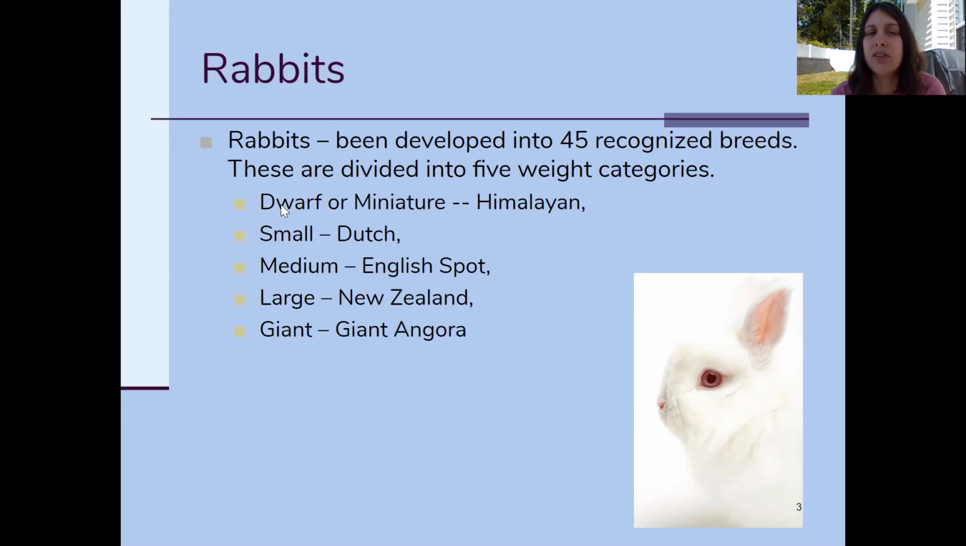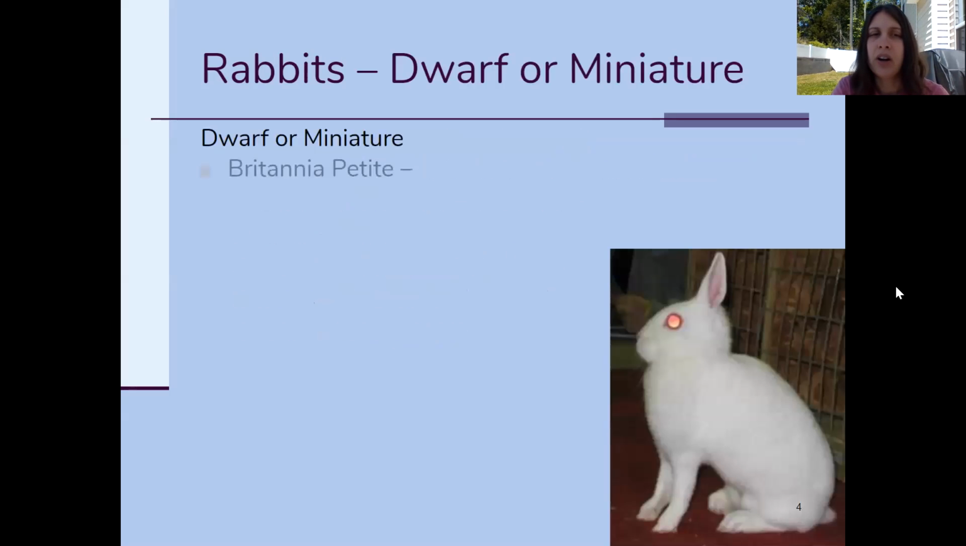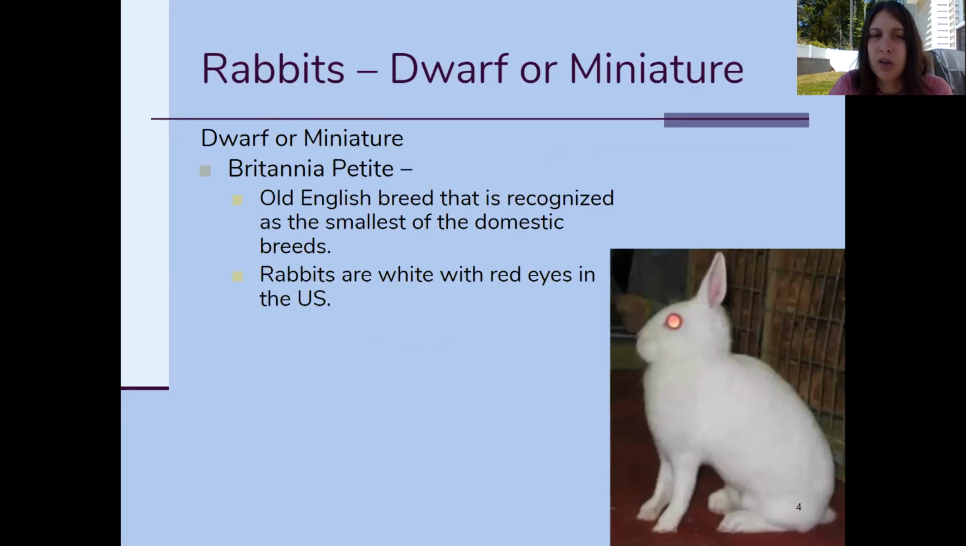So the 5 classes are, the first one is dwarf or miniature, being the smallest. Small, medium, large, giant. Honestly, pretty straightforward. And then these are some of the breeds that would fit into those groups: the Himalayan, the Dutch, the English spot, the New Zealand, the giant Angora. Most rabbits are going to be fitting somewhere in the small and medium groups. There's not a ton of the dwarf breeds. There's maybe 2 or 3 in the giant group. Most of them are going to be in the medium spot.